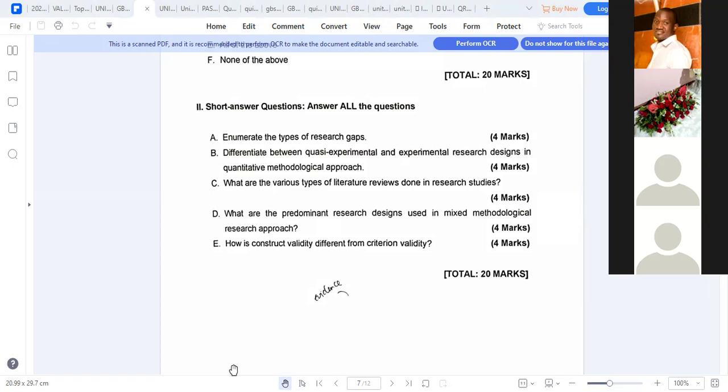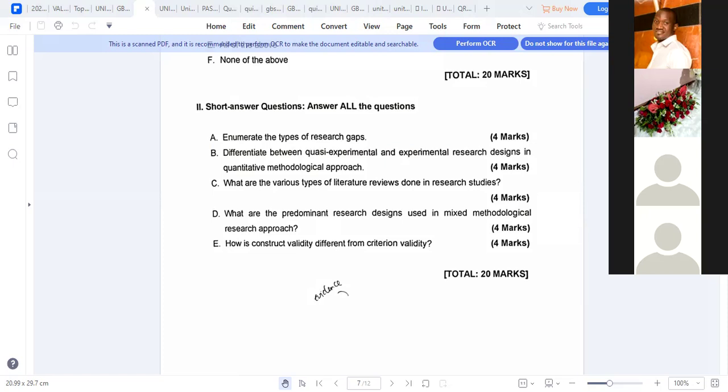So in quantitative research, we have experimental and quasi-experimental designs. These are commonly used when you're testing the hypothesis, when you want to test causality, cause and effect. So they are very similar, but they differ significantly in terms of control, in terms of validity, in terms of participant assignment. So the experimental research design, when do we use it?